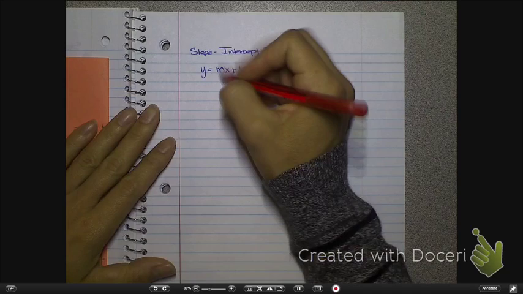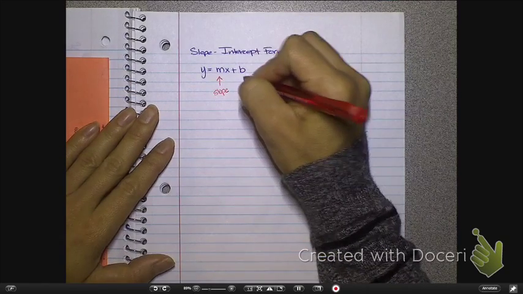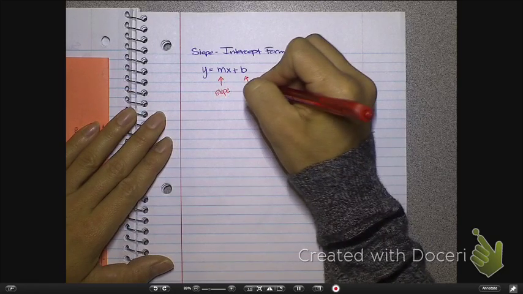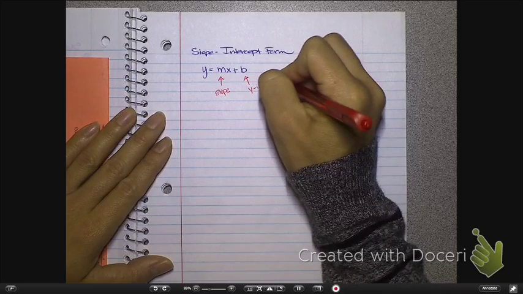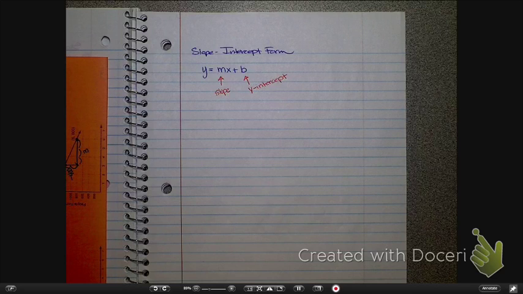M being the slope of the line, and b meaning the y-intercept of the line. Okay? When it's in slope-intercept form, we can easily identify what is the slope and what is the y-intercept. That's the cool thing about this format. This format also makes it super duper easy to graph our line.